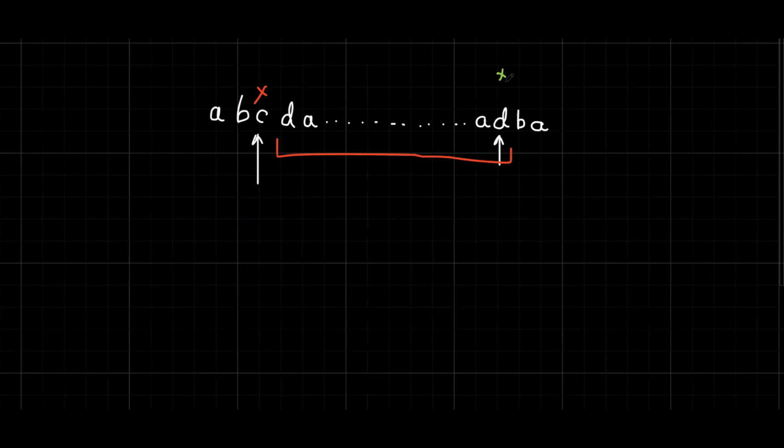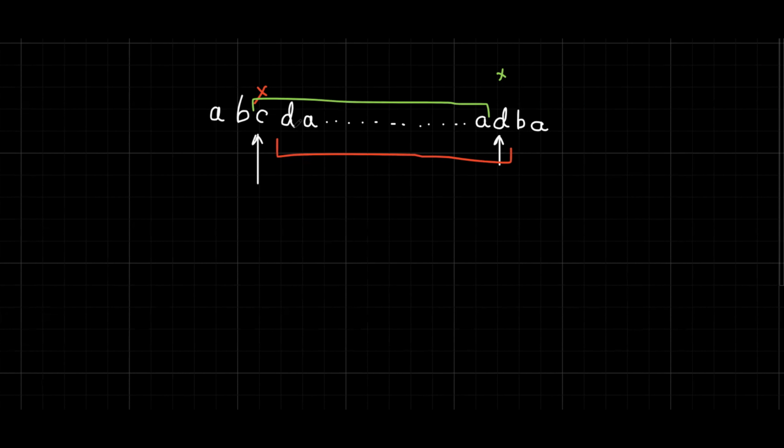Now, if I discard this D, this portion of the string should be a palindrome. If any of these portions of the string is a palindrome, that means we have to return true. That means by deleting at most one character, we have found that the string can become a palindrome. So this is the main algorithm.